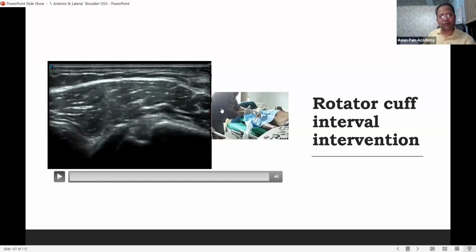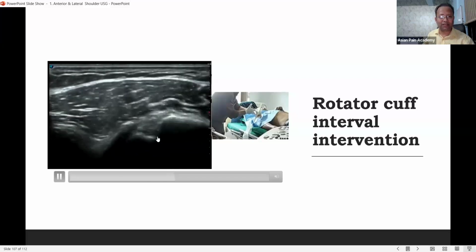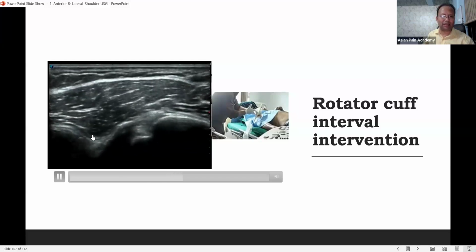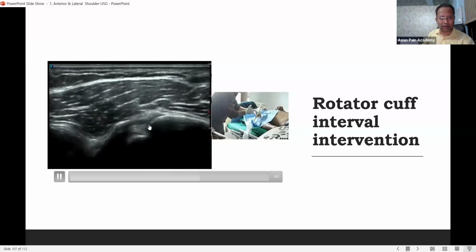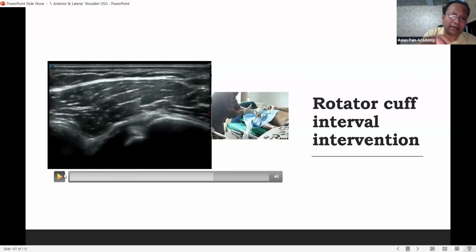So this is the rotator cuff interval access to the glenohumeral joint. You see where I have kept, just beside where I punctured the coracohumeral ligament. It is coming from the coracoid side, this side. The coracohumeral ligament was punctured and I came below. So your needle can be here also.